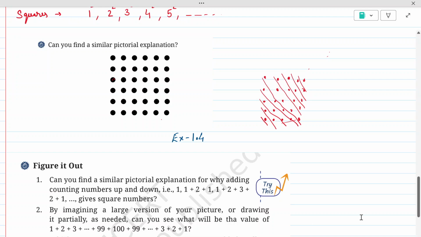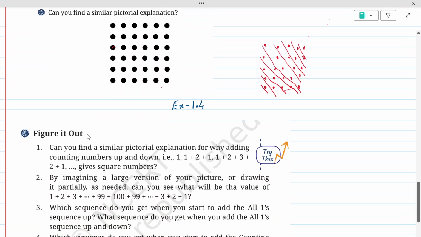Hello students, hope you have gone through the concept of relation among different sequences which we did in the last class, and today we are going to start with the next exercise, that is exercise 1.4. So let's go through the first question.